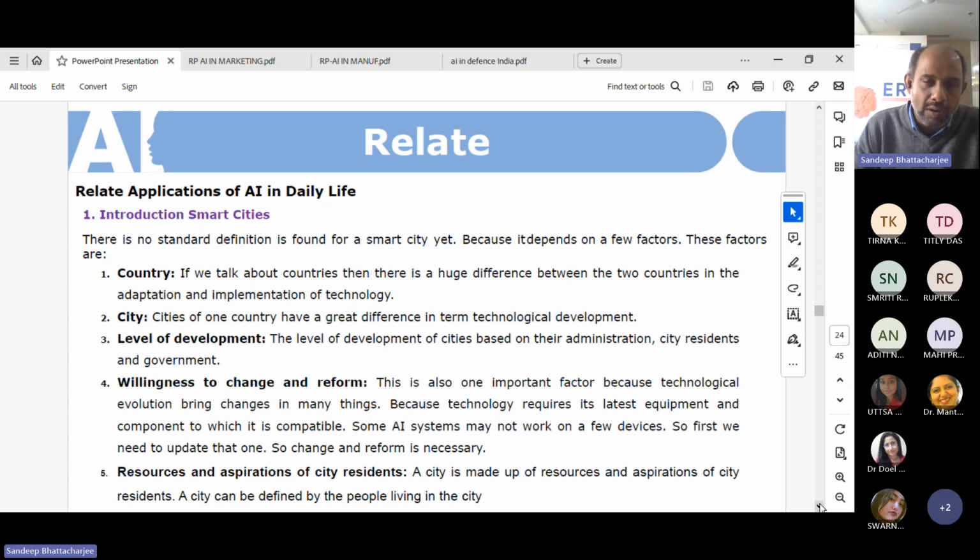If you have three or four components of a device and one or two components are of very high technology and the others are of not so high technology, then there will be issues of compatibility.